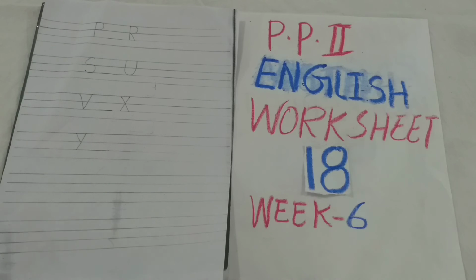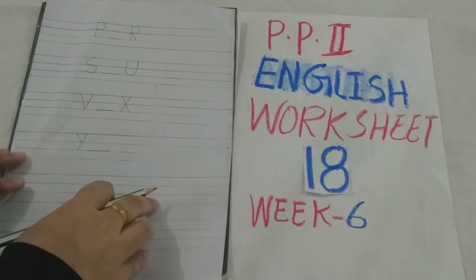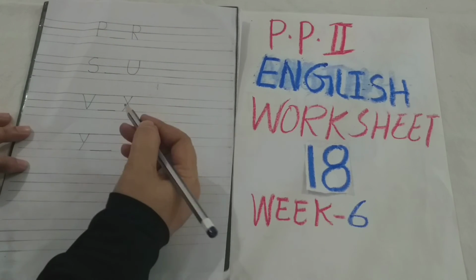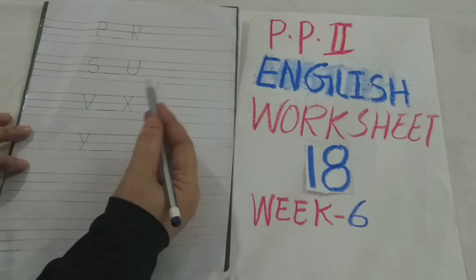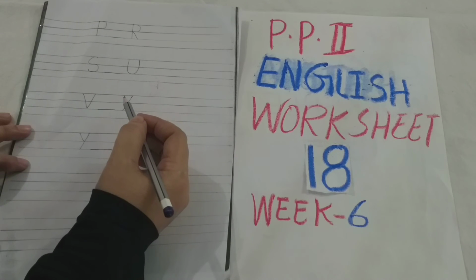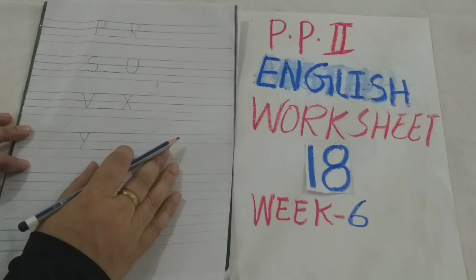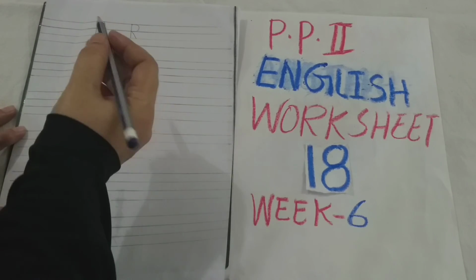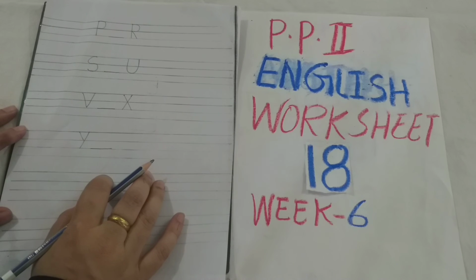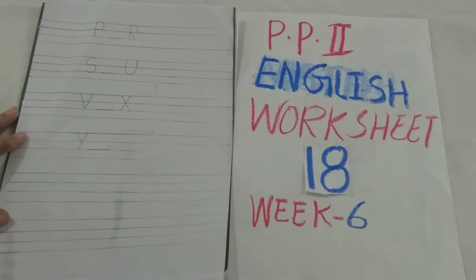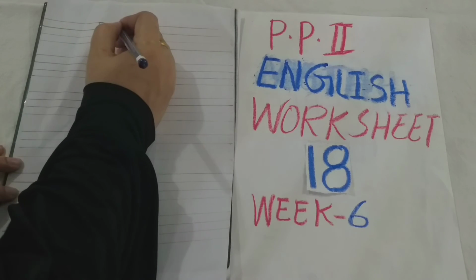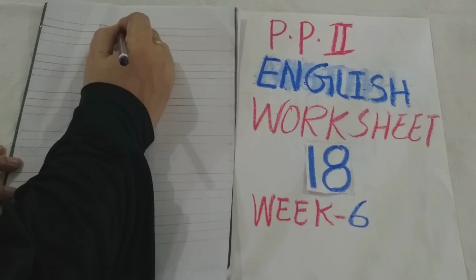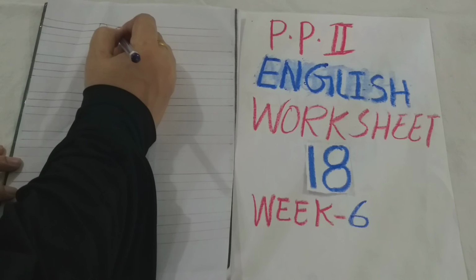So here P dash R. P after and R before. Which letter is correct? That letter you have to write in the dash. So, which one is the correct letter? Tell me fast. Q is the correct letter. Write here capital Q.